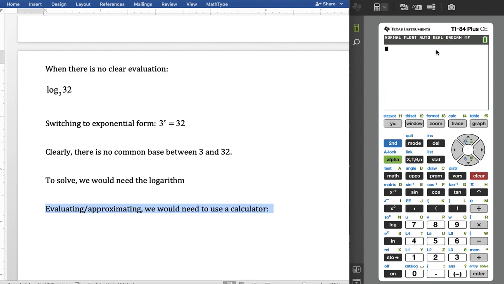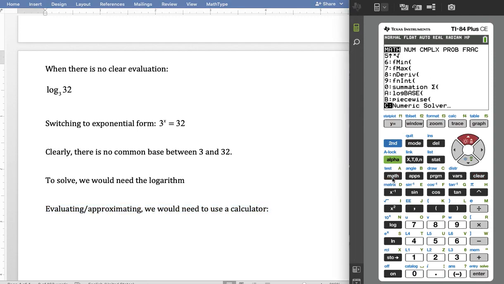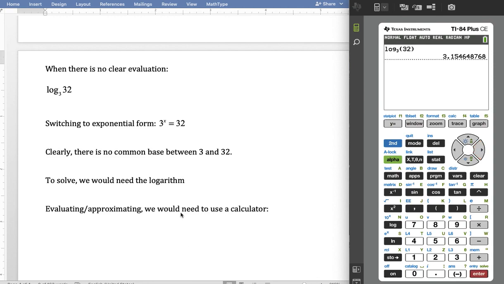So evaluating logarithms, I'm going to be going over the calculator now. Under the Math button, if we scroll down, we'll eventually see, under Math, log base. Log base, this is where we can evaluate in the calculator. I'm just going to enter log 3 of 32, and we get an approximation. So 3 to the 3.15464 blah, blah, blah, gets us 32. It is an irrational number because there is no common base between 3 and 32. So we can use the calculator to evaluate.